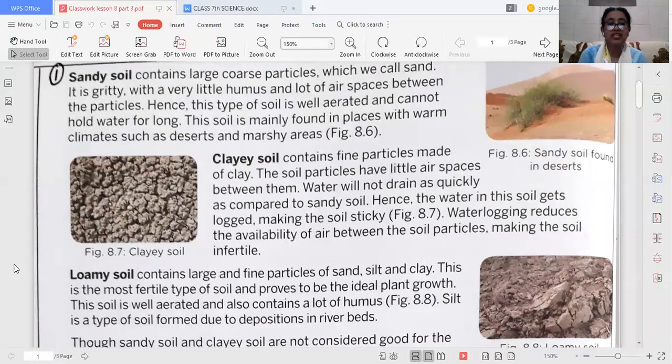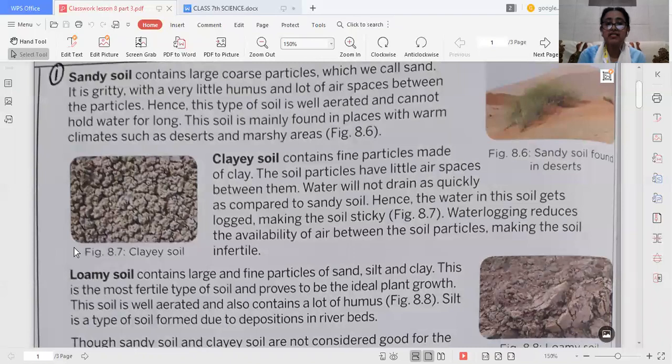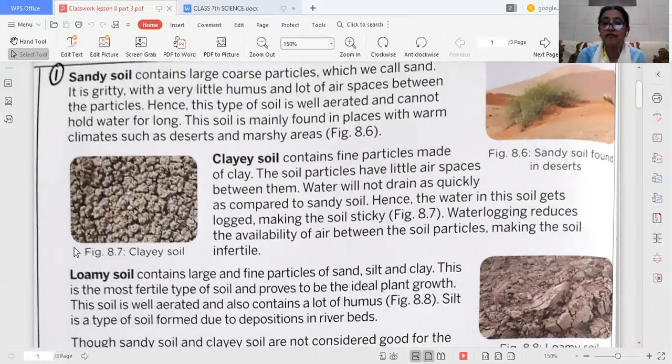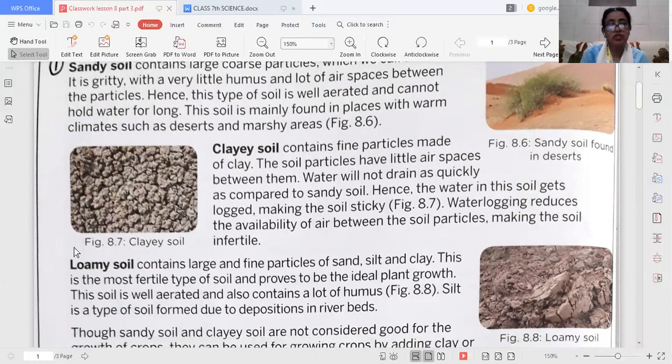Second is clay soil. Now it contains fine particles made up of clay. Between the soil particles, very little air space is there, and water cannot drain as quickly as in the sandy soil. So water holding capacity is more in clay soil than sandy soil, but the air space is very less. Then comes the loamy soil.